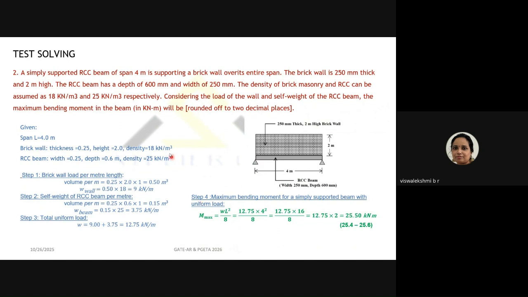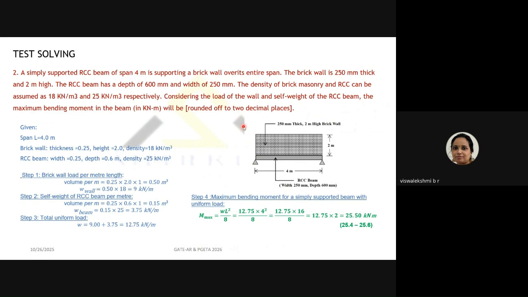Problem 2. A simply supported RCC beam of span 4 meter is supporting a brick wall over its entire span. The brick wall is 250 mm thick and 2 meter high. RCC beam has a depth of 600 mm and a width of 250 mm. The density of brick masonry and RCC can be assumed as 18 kN/m³ and 25 kN/m³ respectively. Considering the load of the wall and self-weight of the RCC beam, we have to find the maximum bending moment in the beam.